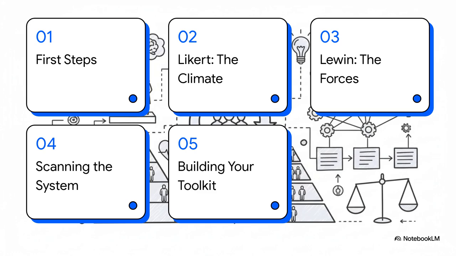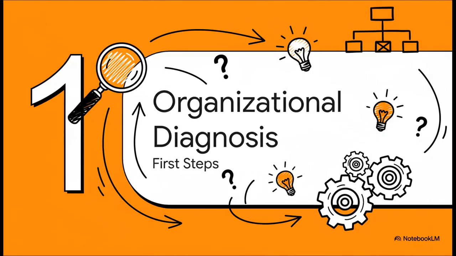So how do we get good at this? Well, in this explainer, we're first going to define what a good diagnosis even looks like. Then we're going to stock our toolkit with 4 really powerful models, and each one is designed to show us a different layer of an organization's health. Okay, let's dive right in.